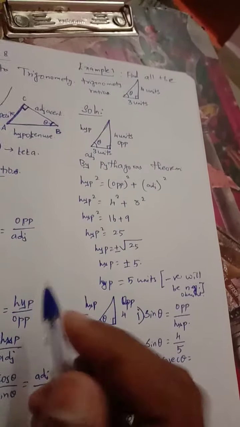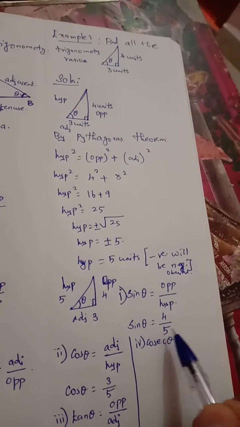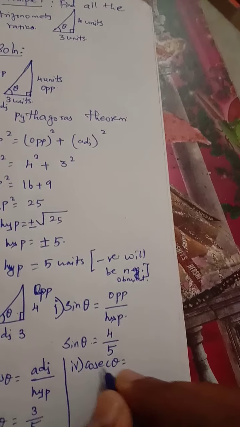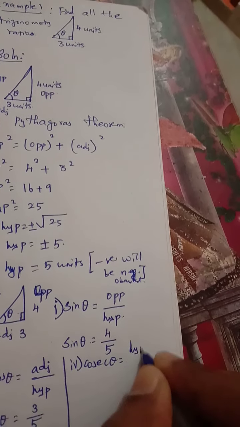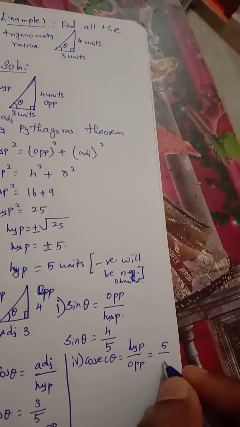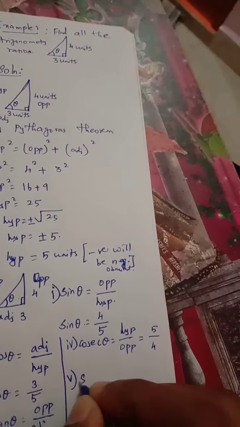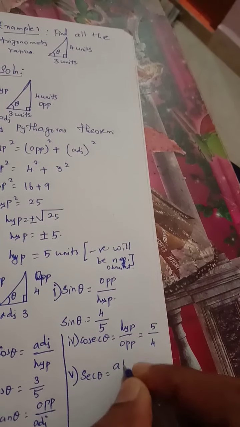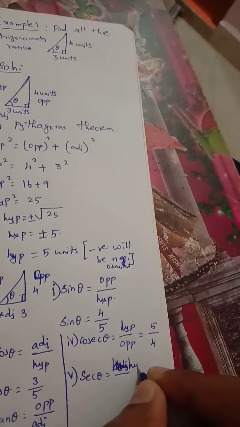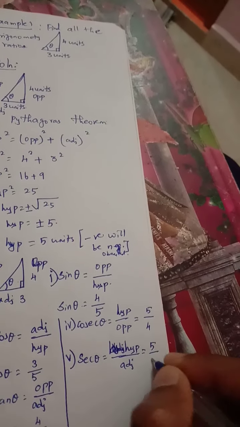The fourth one is cosec theta. Either you use the reciprocal of sine theta or write it directly; both answers will be the same. So cosec theta is hypotenuse by opposite, where hypotenuse is 5 and opposite is 4. If you take the reciprocal also, you will get the same value. And the fifth one is secant theta, which is hypotenuse by adjacent. Hypotenuse is 5, adjacent is 3 units.